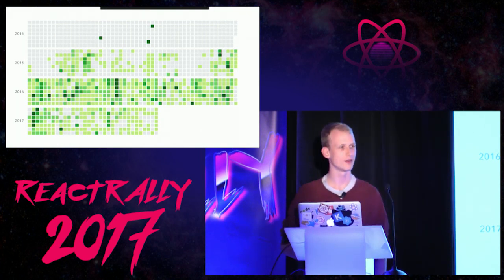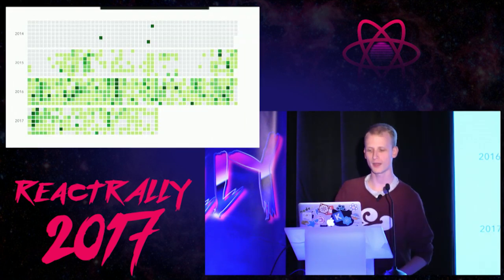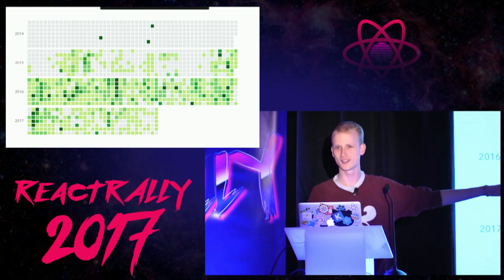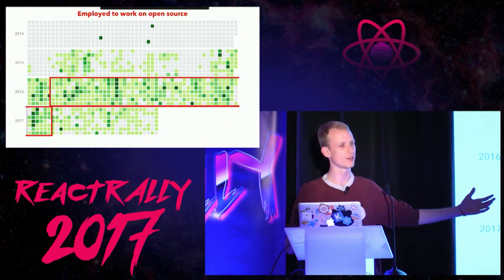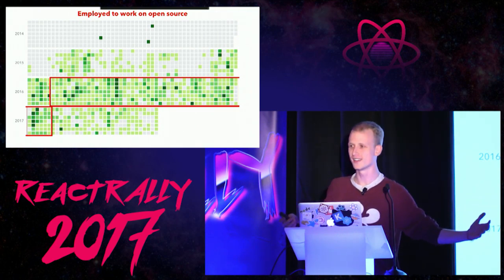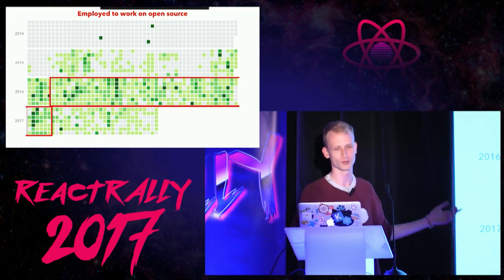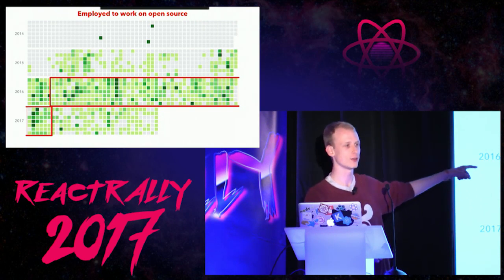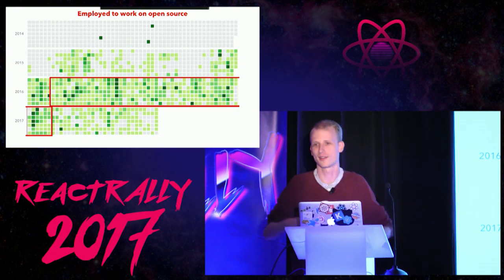There's another note in this graph that I want to make, which is don't compare yourself unfairly, right? If you look at my contribution graph, 2016 looks awesome. It's all green. It's great. Except I was employed to work on open source. So I cheated. Imagine if all of your work commits showed up on the GitHub graph, which they might. Your GitHub graph would look exactly like this, right? It would be all green because you work every day, just like I do.